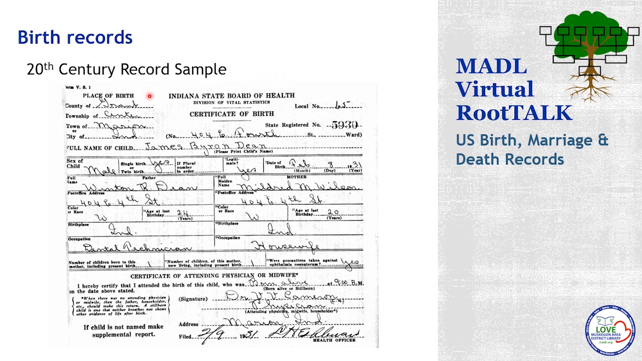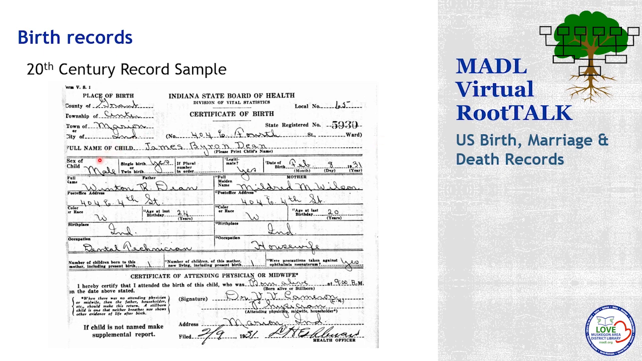Place of birth, we have the County of Grant, the Township of Center, the Town of Marion, and they're in the state of Indiana. This is the state line here. And we have an address for the baby. And then we have the full name of the child, James Byron Dean. And actually, this is the birth certificate for 1950s movie star, James Dean. Kind of fun to take a look at it.